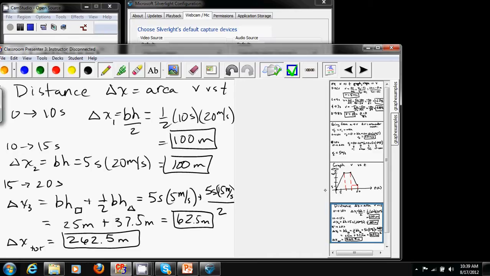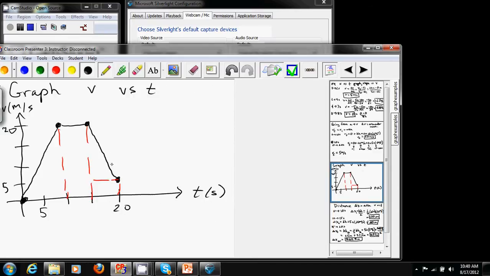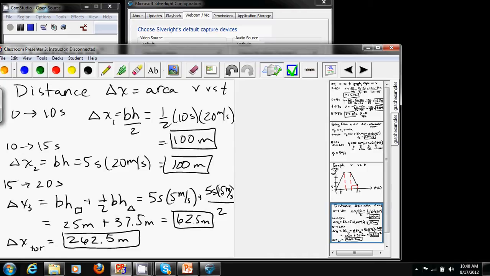And now for the triangle, looking here, the triangle has a height that goes from 5 to 20 meters per second. So that total height of my triangle is 15 meters per second. So that's what I've got plugged in here. 15 meters per second is the height of my triangle, times the base of 5, and then divide by 2. So that gives me 37.5 meters area for my triangle. Then I sum those two things up to get a total of 62.5 meters displacement between 15 and 20 seconds.